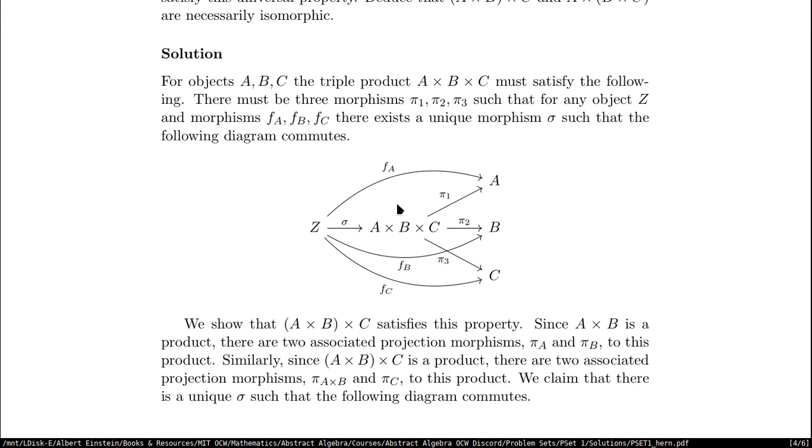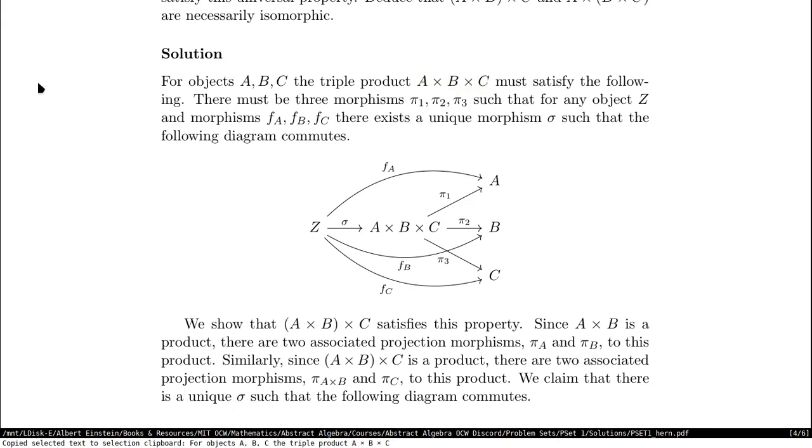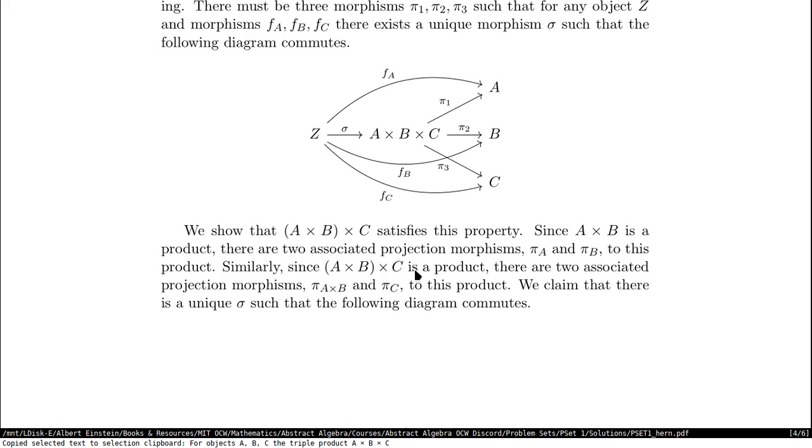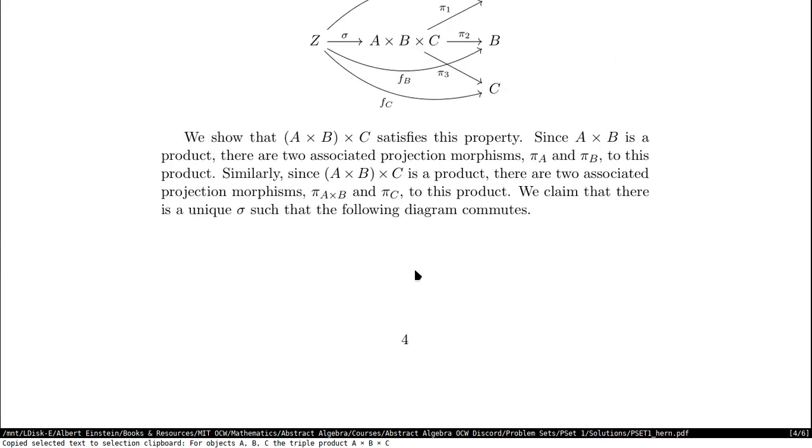Yeah, so he's saying that if A cross B cross C is actually a product in the category, then there must exist this unique morphism such that this whole diagram would commute, right? So if you can show that anything is a product, then you can get this free morphism for the commutativity, right? So he showed that this parentheses thing is actually a product.